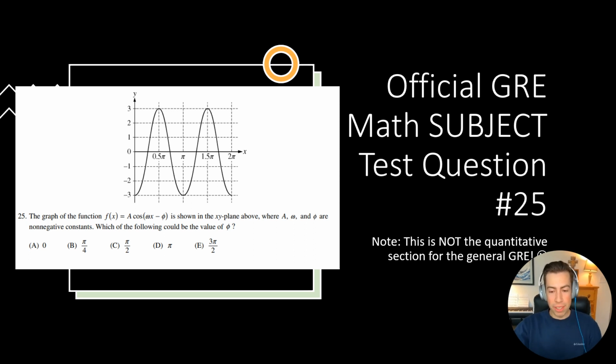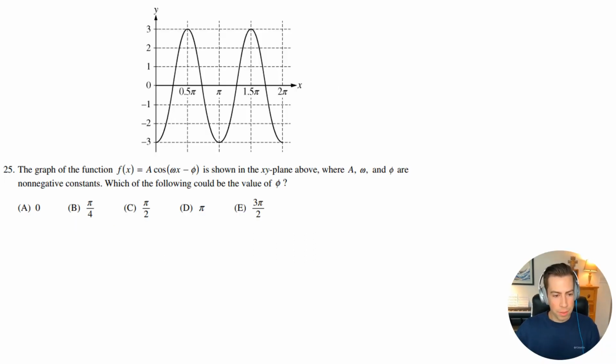Question number 25, let's get right into it. So I have the graph of function f of x equals this whole mess shown on the xy plane above, where a, omega, and phi are non-negative constants. Which of the following could be the value of phi? Now, notice this right here, non-negative constants. That's very important. These can only be positive.